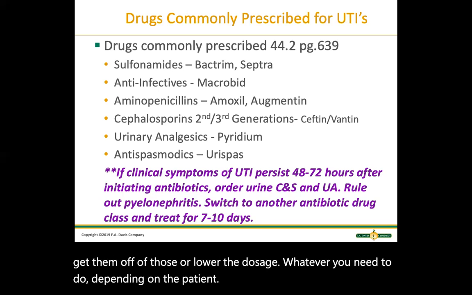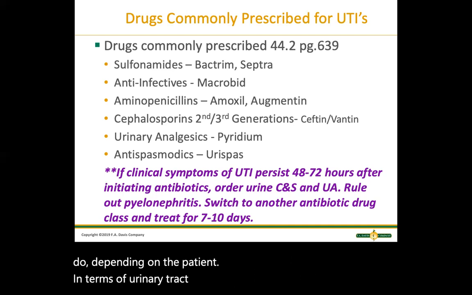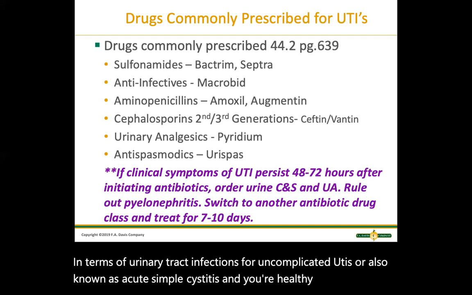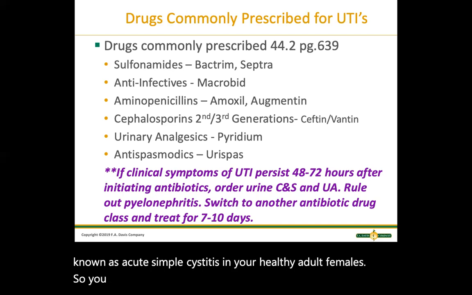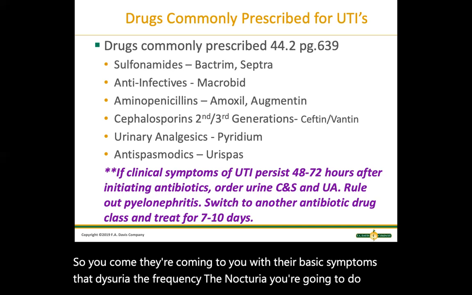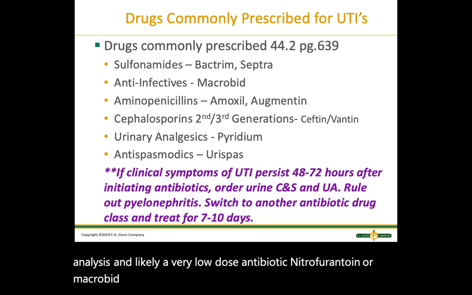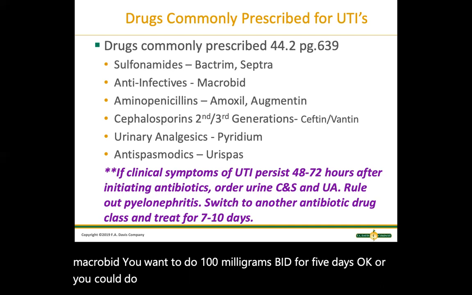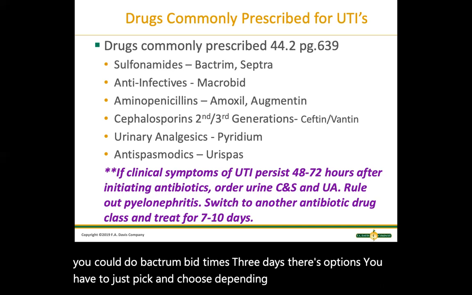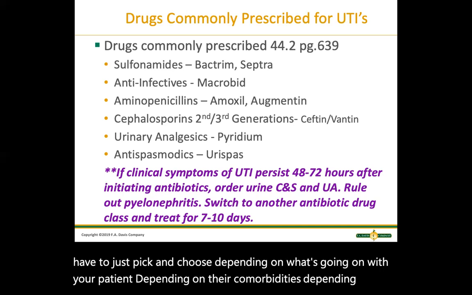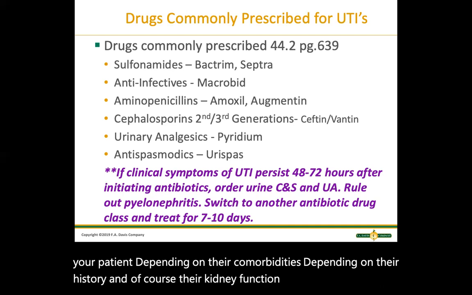In terms of urinary tract infections, for uncomplicated UTIs, also known as acute simple cystitis in your healthy adult females, they're coming to you with their basic symptoms: the dysuria, the frequency, the nocturia. You're going to do your urinalysis, and likely a very low dose antibiotic, nitrofurantoin or Macrobid. You want to do 100 milligrams BID for 5 days. Okay. Or you could do Bactrim BID times 3 days. There's options. You have to just pick and choose depending on what's going on with your patient, depending on their comorbidities, depending on their history. And of course, their kidney function definitely is something you want to consider.